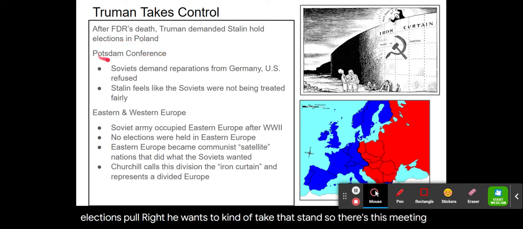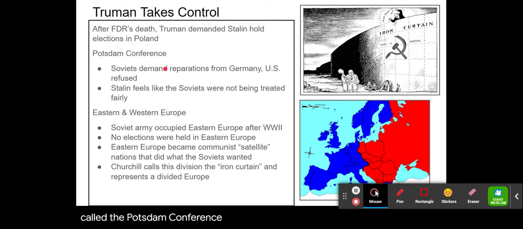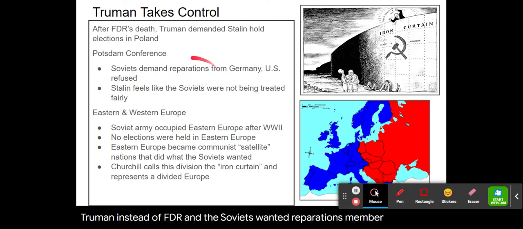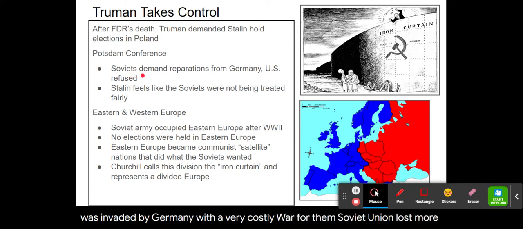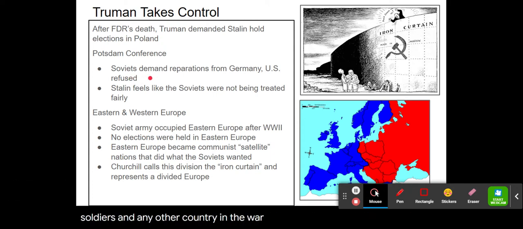So there's this meeting called the Potsdam Conference. This is like Yalta, but now with Truman instead of FDR. And the Soviets wanted reparations. Remember, reparations are money that you pay back for damage that you've caused, right? Because the Soviet Union was invaded by Germany. It was a very costly war for them. The Soviet Union lost more soldiers than any other country in the war. And so they wanted Germany to pay for that.